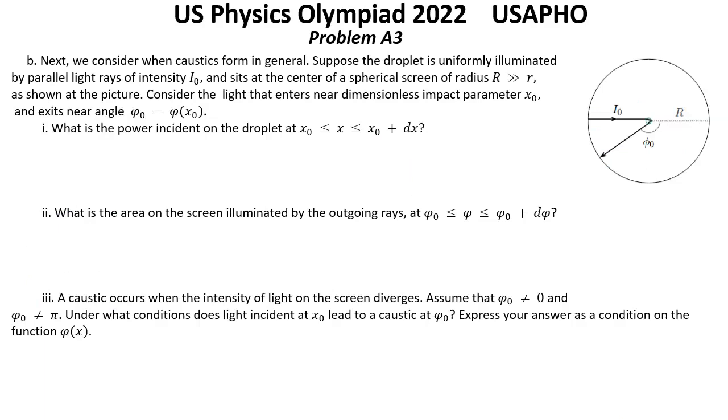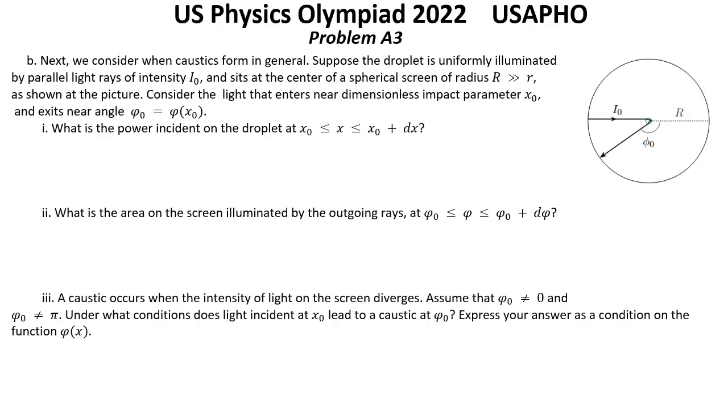Solution for question B. Next, we consider when caustics form in general. Suppose the droplet is uniformly illuminated by parallel light rays of intensity I0 and sits at the center of a spherical screen of radius big R much greater than small r, as shown in the picture. Consider the light that enters near dimensionless impact parameter x0 and exits near angle phi0 equal to phi from x0.